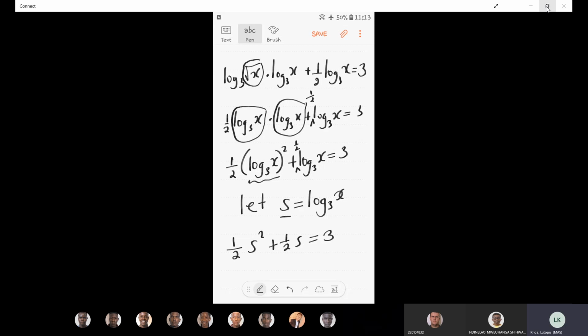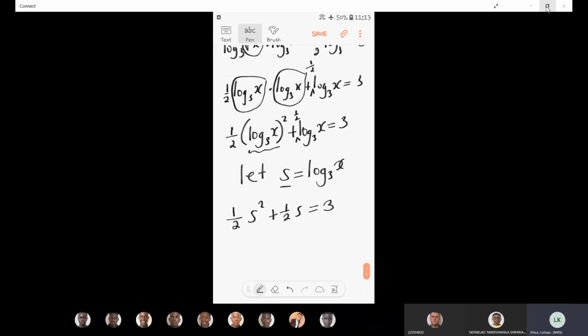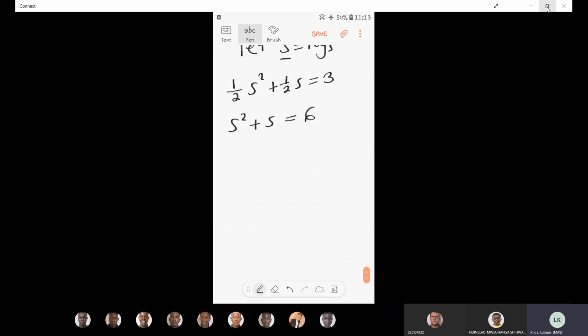Then I want to get rid of the denominator, so I will multiply throughout by 2. So I have s squared plus s is equal to 6. Then I want everything on one side, so I have s squared plus s minus 6 equal to 0. Then you factorize this, look for two numbers. When you multiply them, the answer is negative 6, and when you add them, the answer is positive 1. So the two numbers are positive 3 and negative 2.